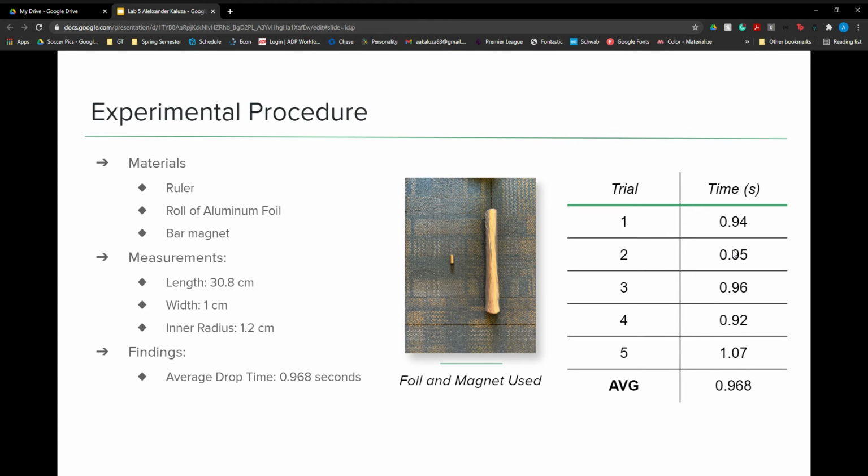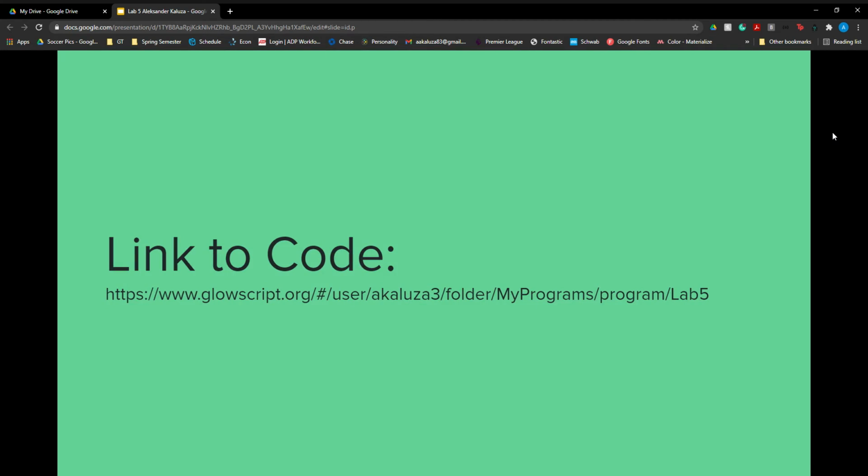For the experimental procedure, I used a ruler, roll of aluminum foil, and a bar magnet. Some of the measurements for the tube of aluminum foil was that the length was 30.8 centimeters, the width of the aluminum was 1 centimeter, and the inner radius of the tube was 1.2 centimeters. As I mentioned before, the average drop time was 0.968 seconds, and the chart on the right here displays the various findings. Here's a link to the code. It should also be found in the description of the video if you want to take a look.